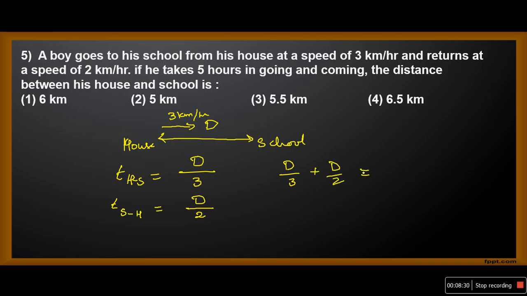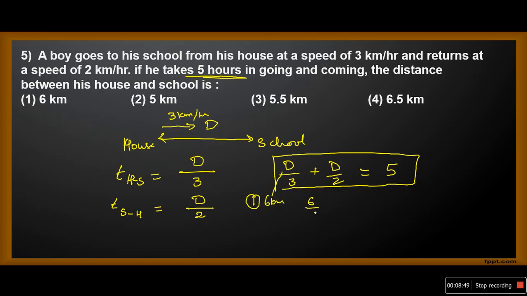what is the total time given according to the question? 5. Okay, don't solve this equation, simply go through the options. Substitute the first option, which is 6 kilometers: 6 by 3 plus 6 by 2, which equals 5, which is satisfying. So the answer is option 1.